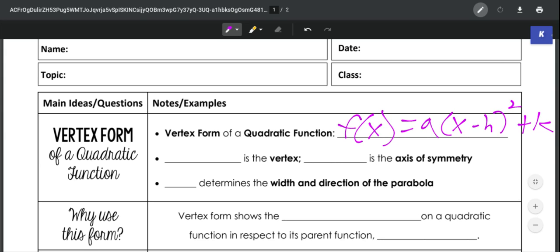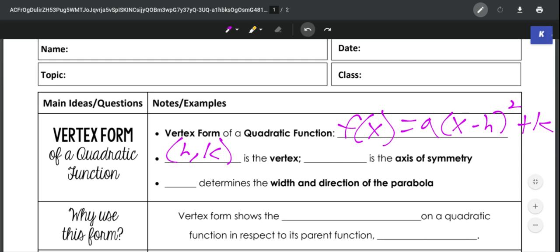And our vertex is going to be very similar. Well, it's the exact same as how our vertex for absolute values was. It's going to be (h, k). And you have to make sure you notice that this is negative h in the original form, the general form. When we plug it in, it's just h. So whatever that sign is for h in parentheses, you have to flip it.